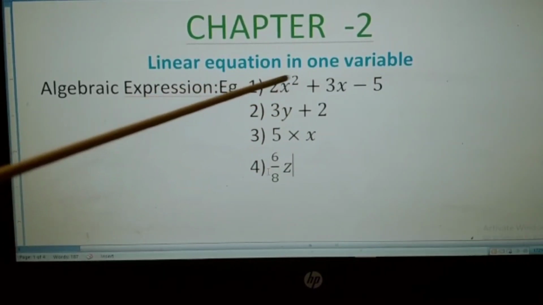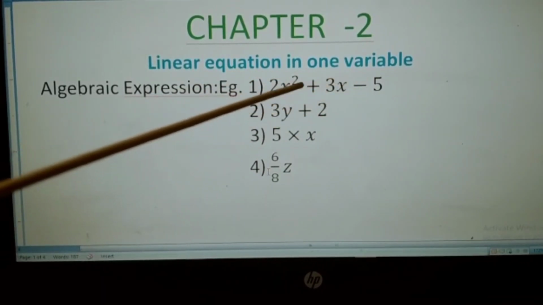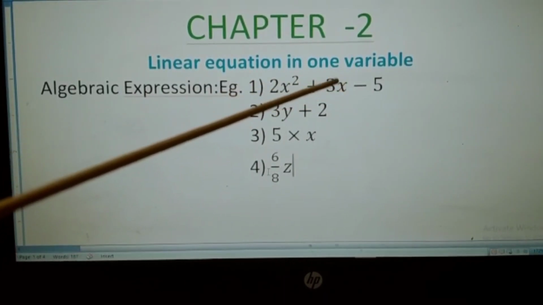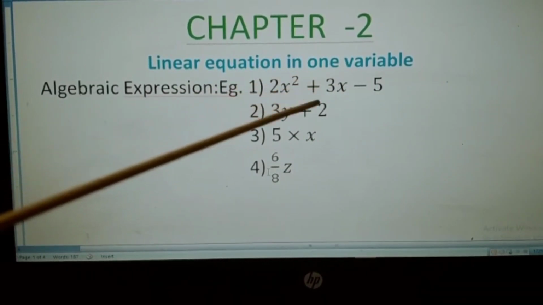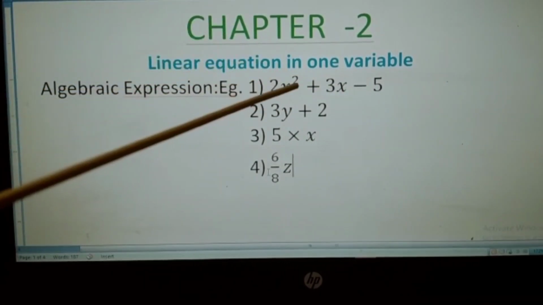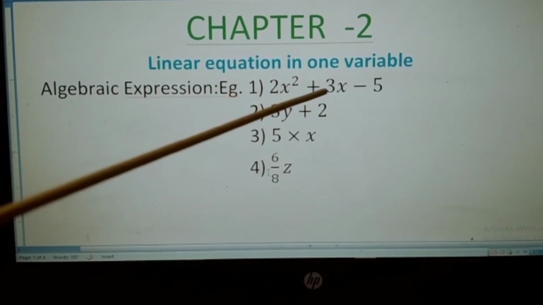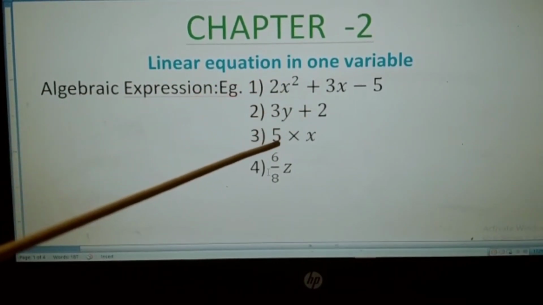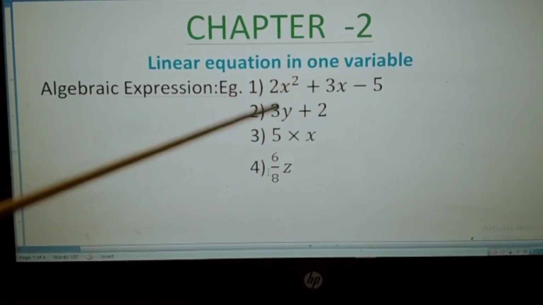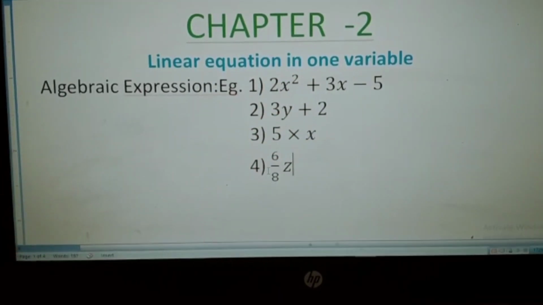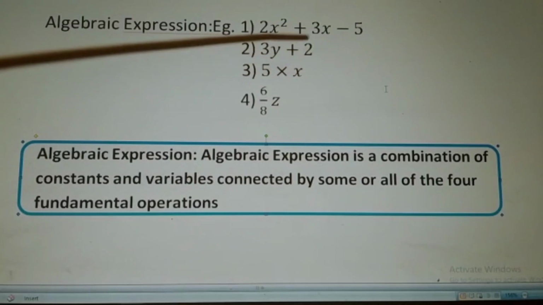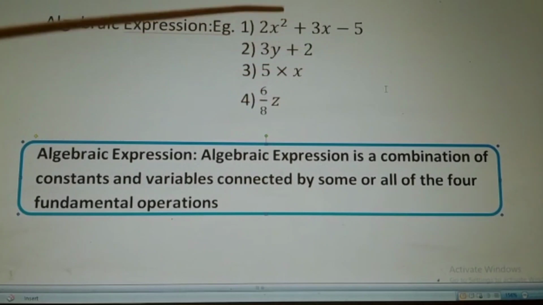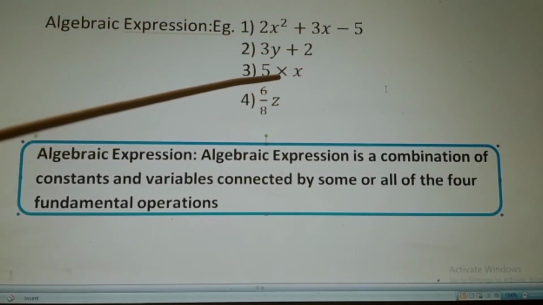Here, 2, 3, -5. These are called what? These are called constants. Why they are called constant? Because their values do not change. They are always the same. Here, variable can change their values, but constant cannot change their values. Here, in between each term, some mathematical sign is used. They are called fundamental operations.